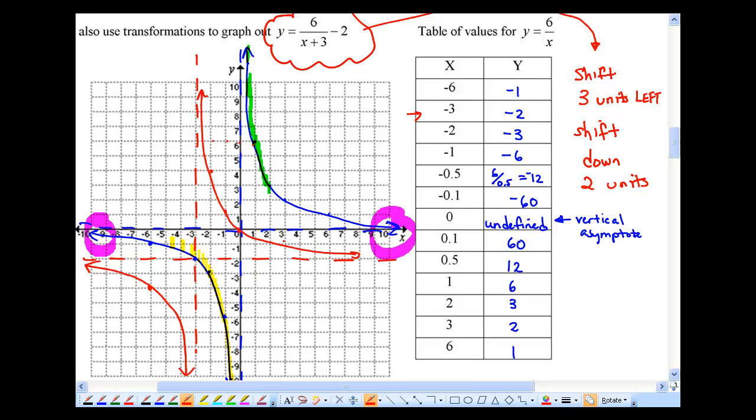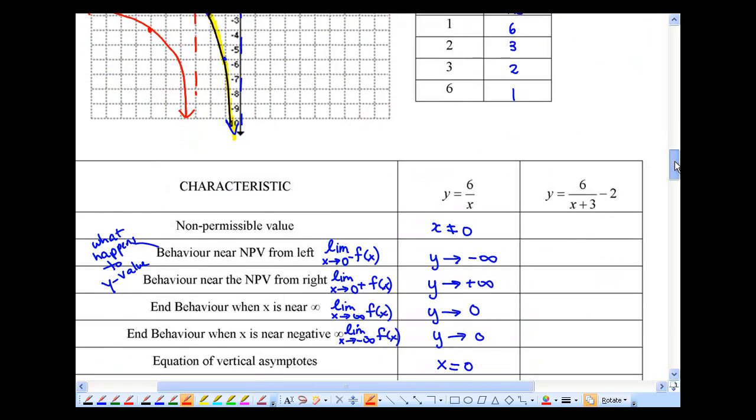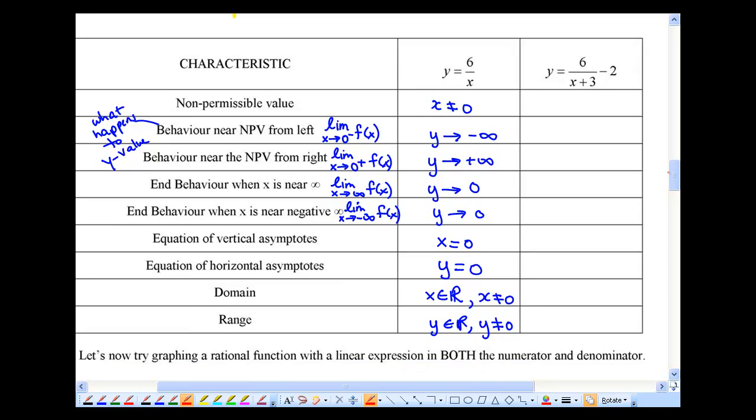then take away 2. And now I'm going to ask you to fill out the characteristics of this graph. I want you to do this one on your own. Alright, go try, stop the video, try it, come back, play it, the answers will be there. Now seriously, try this. Go.